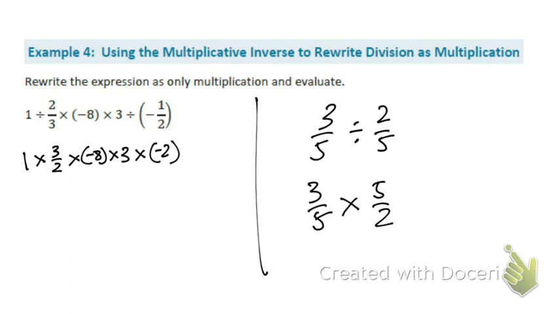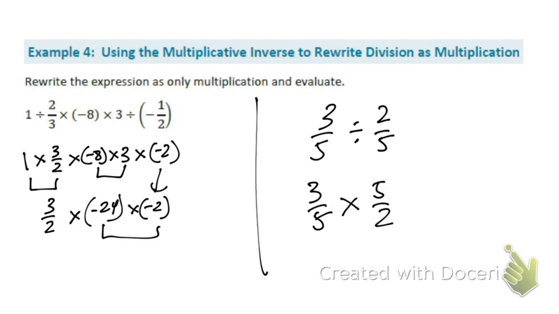We can just multiply left to right if you want, or if you see certain numbers you want to multiply first, you could do that. Here, what's 1 times 3 halves, or 3 over 2? Remember, anything times 1 is just itself, so I'll keep that the same. Right here, negative 8 times 3, negative times positive, negative 24. Bring down that negative 2.